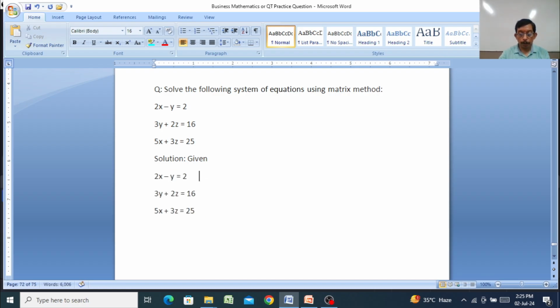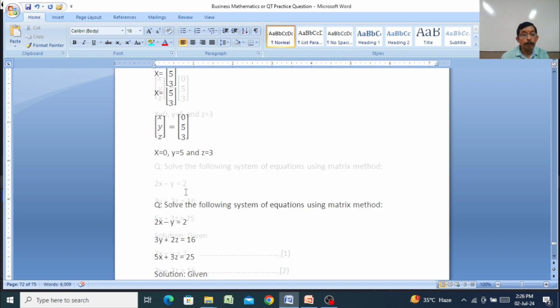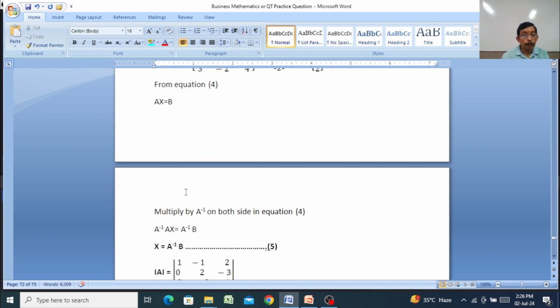Take the first equation. Take the second equation. Now take the third equation. These are three equations. Now let us suppose that AX is equal to B.